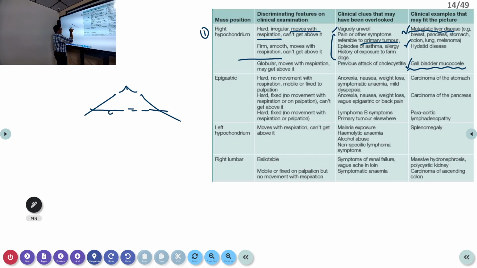Any structure which is attached to the diaphragm moves with respiration, because the diaphragm moves with respiration, and any structure directly or indirectly attached to the diaphragm moves with respiration. What are some of the organs? That is the liver, which is attached to the diaphragm there. Sorry, the diaphragm will be like this. Okay, this is the diaphragm.